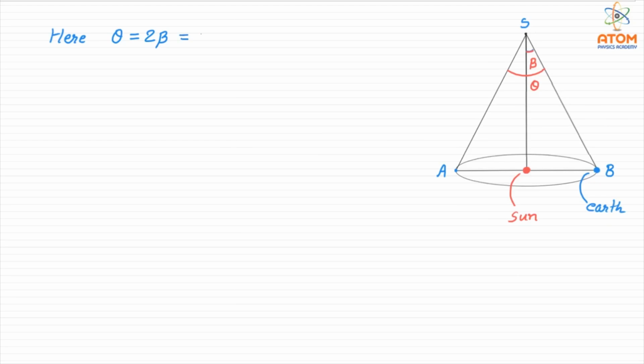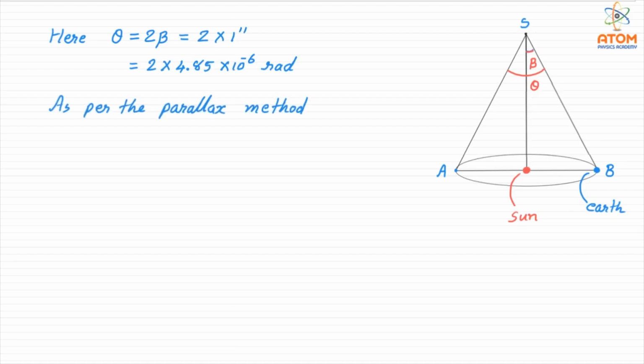So, I'll put here 1 second. But we know that we have to convert this second into radian always. So, it will be 2 into 4.85 into 10 raised to minus 6 radian. I hope you remember that 1 second is 4.85 into 10 raised to minus 6 radian. Now, as per the parallax method, the equation that we had derived was theta is equal to B upon D. I hope you remember that.